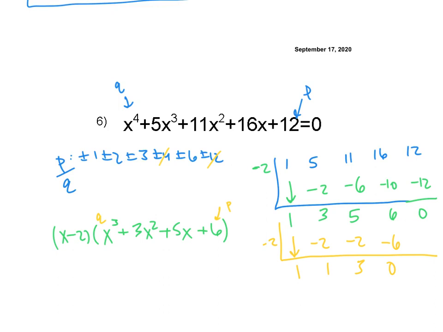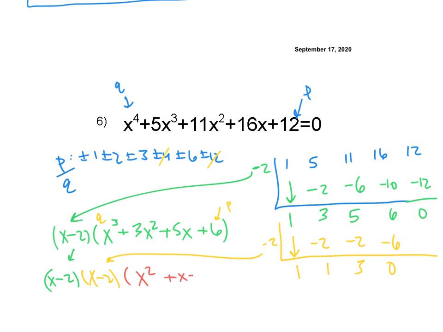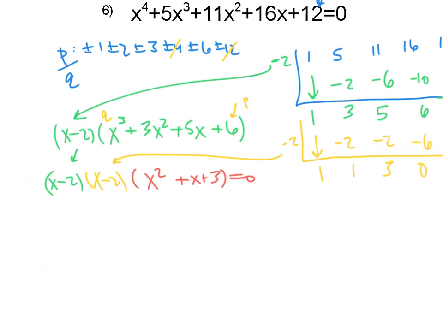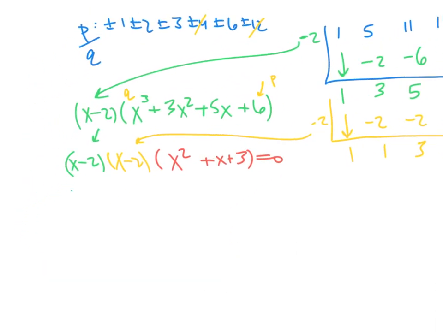So we carry down our x plus 2 from the first synthetic division. I have another factor of x plus 2 from the second synthetic division. And what is my remaining polynomial? It's x squared plus x plus 3, set equal to 0. All right, so I got x equals negative 2. I got x equals negative 2 again. Do I have to write it twice? No, not really. Okay, and then I'm going to solve x squared plus x plus 3 equals 0.